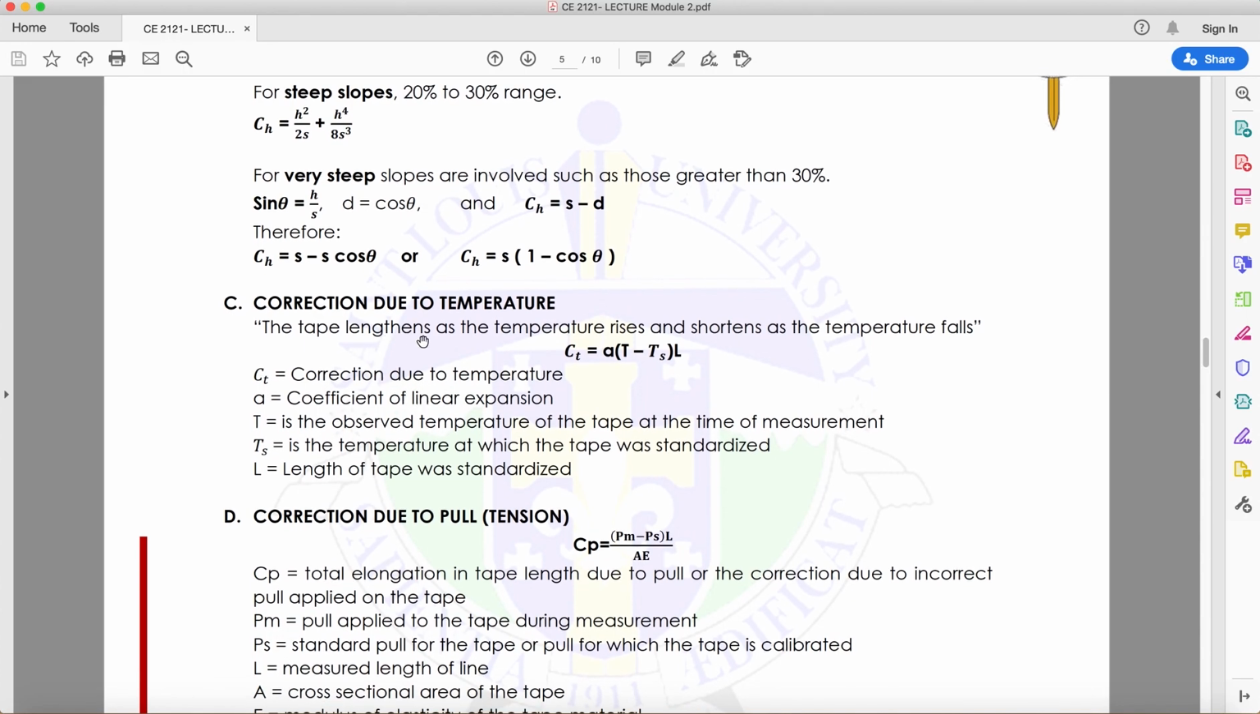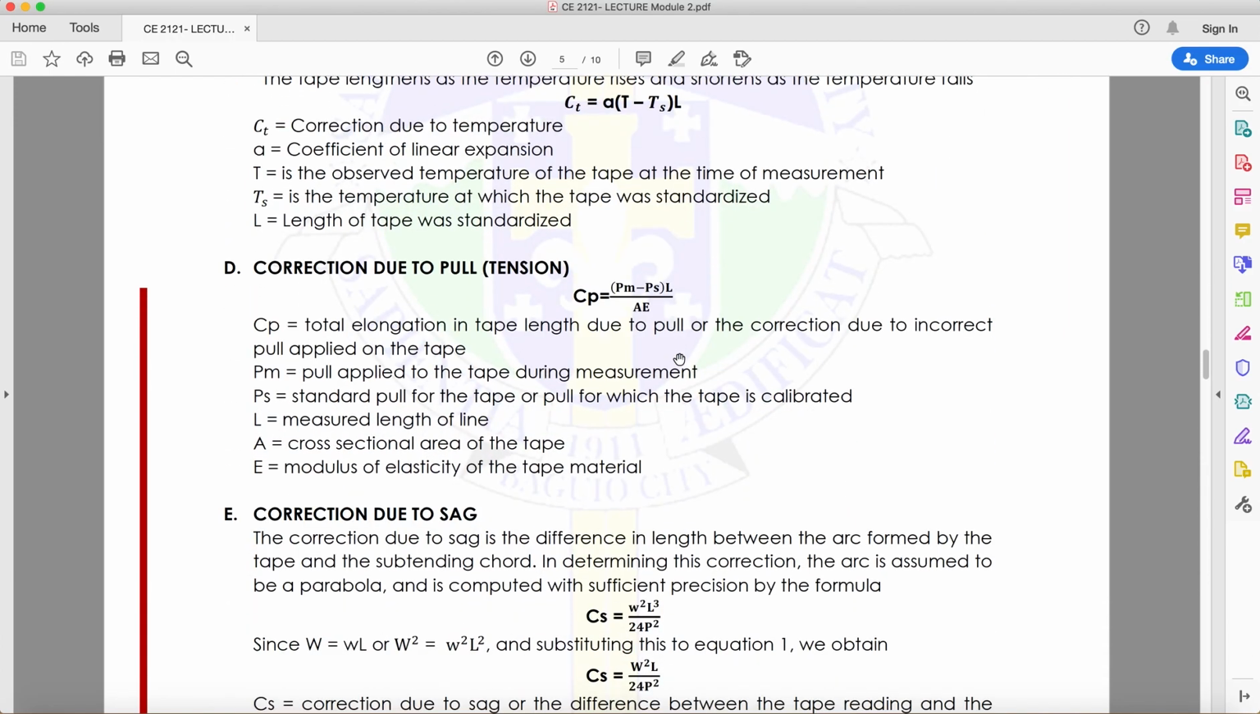So the tape lengthens as the temperature rises. So pag mas mainit, humahaba. Na umiikli pag mas malamig. Okay? So the correction due to temperature is equivalent to alpha times T, the observed temperature of the tape at the time of measurement, minus T, the temperature at which the tape was standardized. Okay? So actual temperature minus the temperature when it was standardized, times the length of the tape.